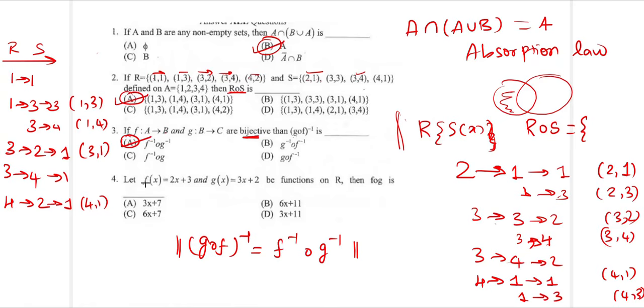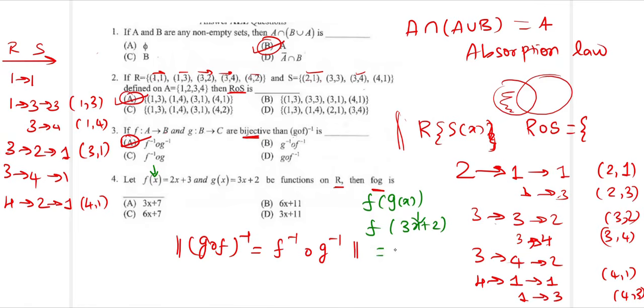Next, coming to your fourth question, F of x is 2x plus 3 and G of x is 3x plus 2, defined on real numbers. Then what will be F composition G? This is going to be F of G of x, which means G of x is provided as input to your F. So it is F of, what is G of x? 3x plus 2. So wherever you have x over here, this x has to be replaced with 3x plus 2.